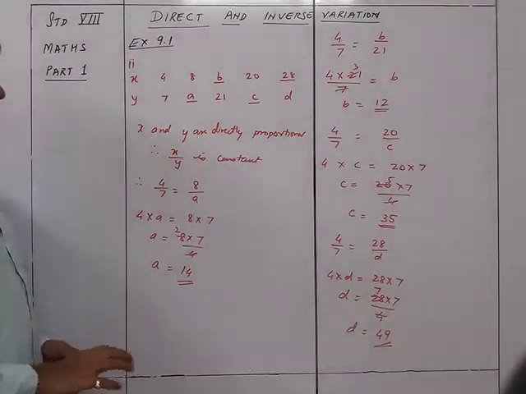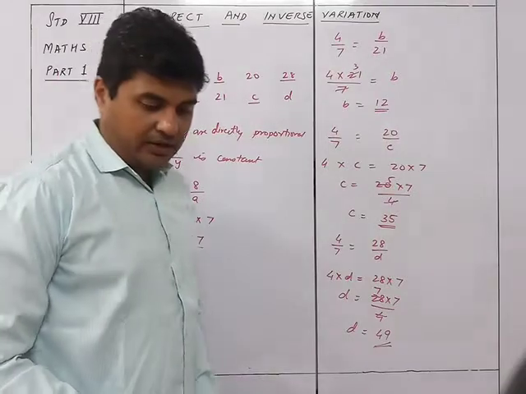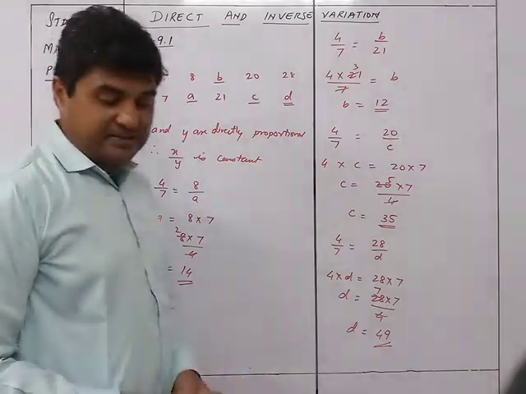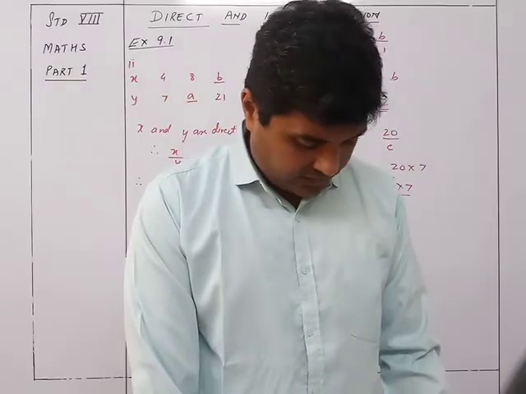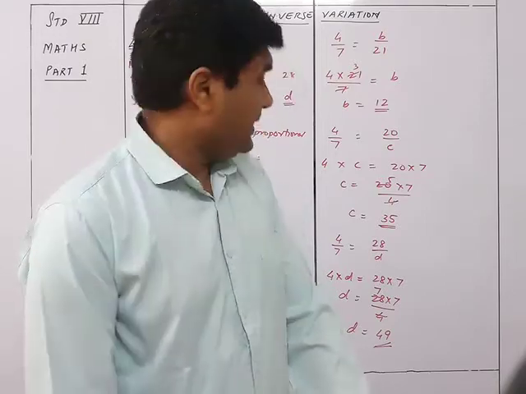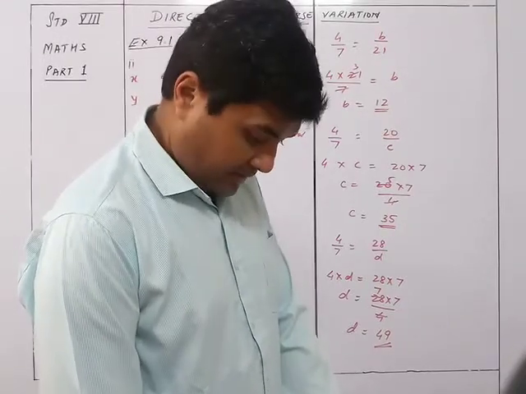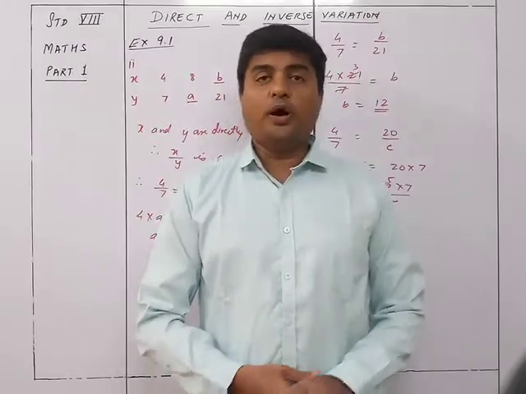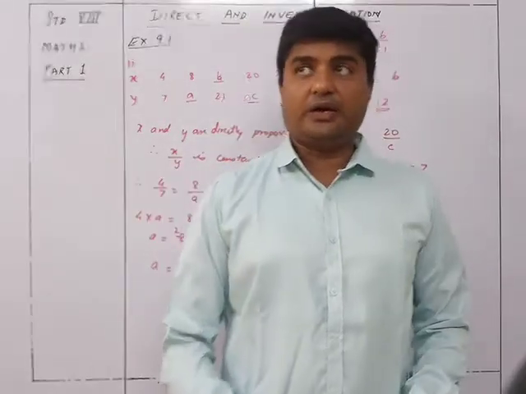So these are the answers. A is 14, B is 12, C is 35 and D is 49. So these are the answers to question number second ka second. Just cross check the answers also. I did not do it earlier, but you can do that. So A is 14, then 12, then 35 and 49. Now we move on to the numerical problems. Let's understand those properly and start doing it.